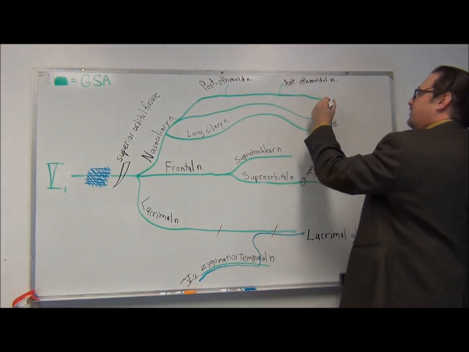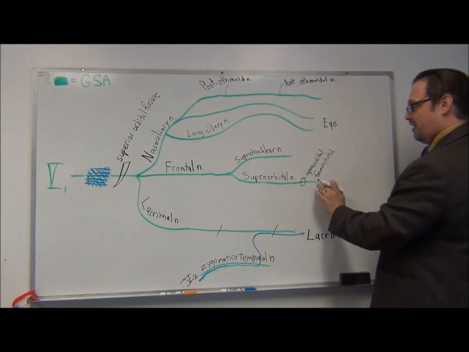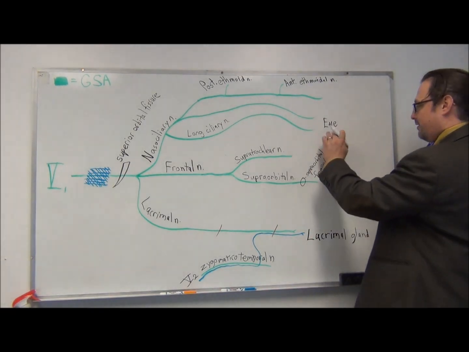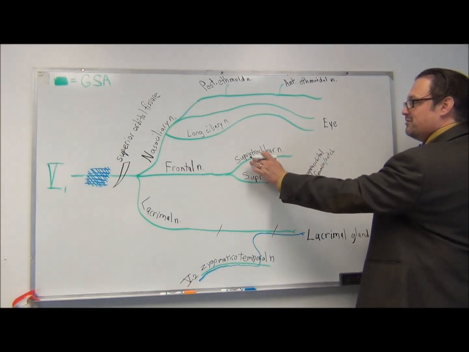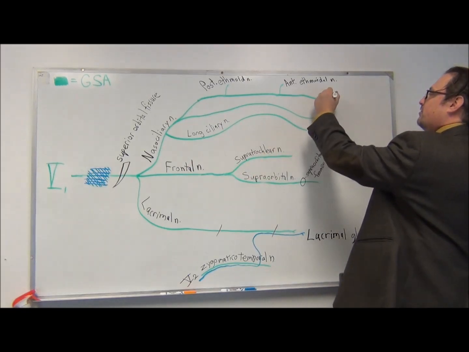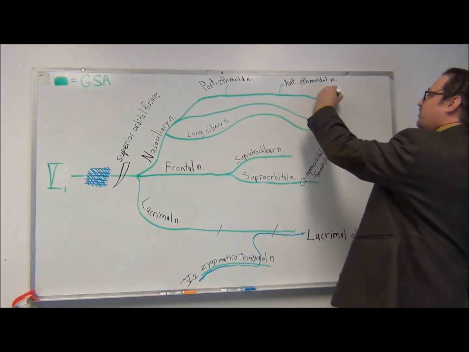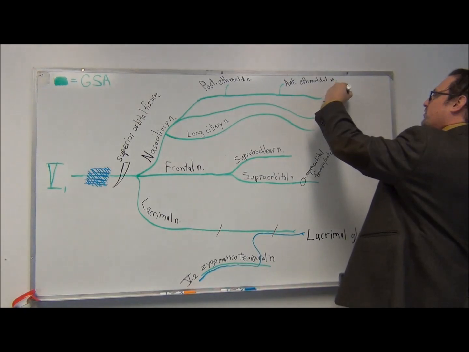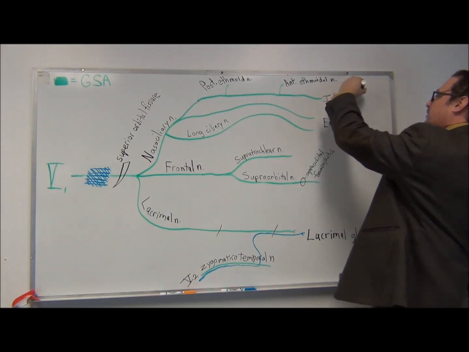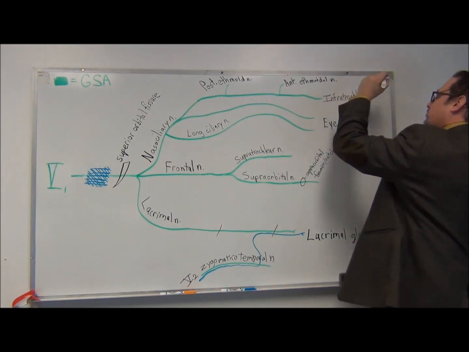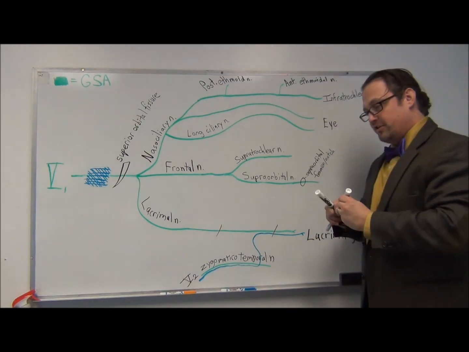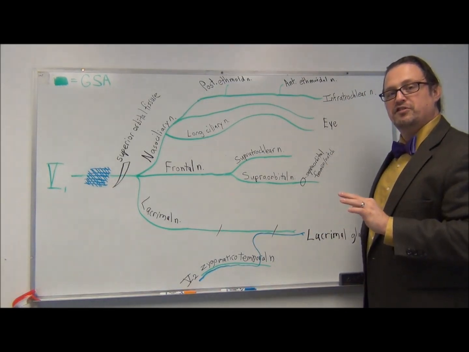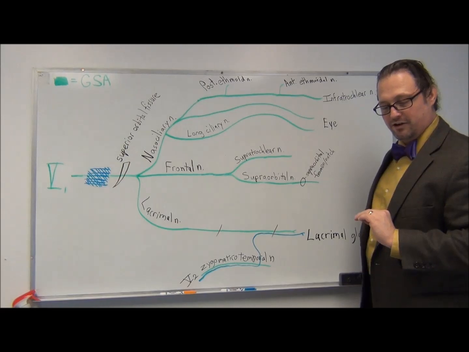And this one we had out here on the eyelid, supratrochlear nerve. This terminal branch is going to be referred to as the infratrochlear nerve. And the trochlea is a structure that's associated with cranial nerve 4 and the muscle that innervates the superior oblique. We'll talk more about that later.